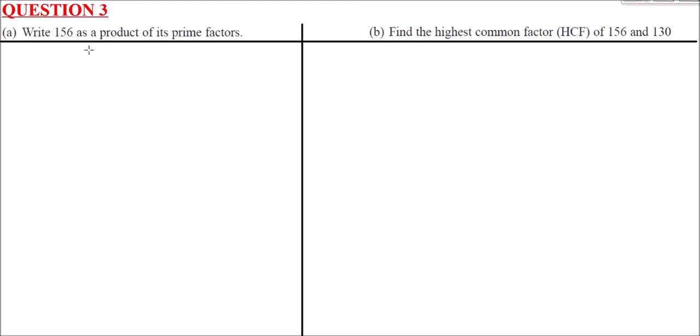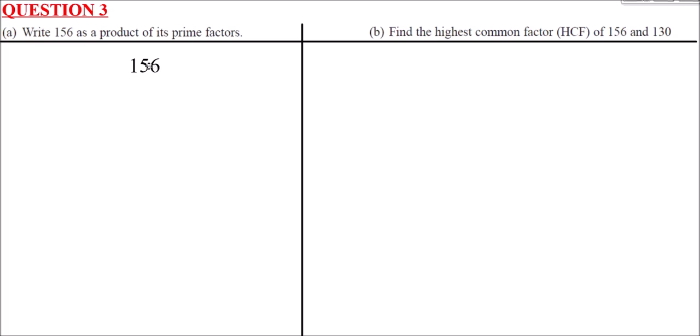Question 3. Write 156 as a product of its prime factors. Some teachers, myself included, sometimes call this doing a prime factor tree. So we're going to start with the number 156. We then need to think of any number we want, we can divide that by, apart from 1, because you can divide anything by 1, so that's not saying anything.